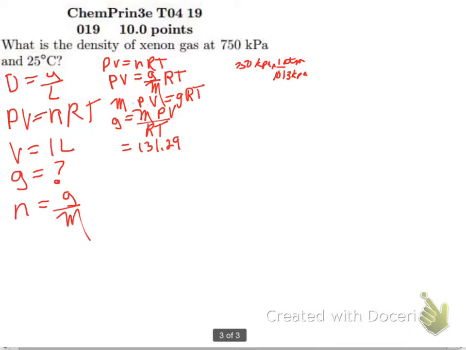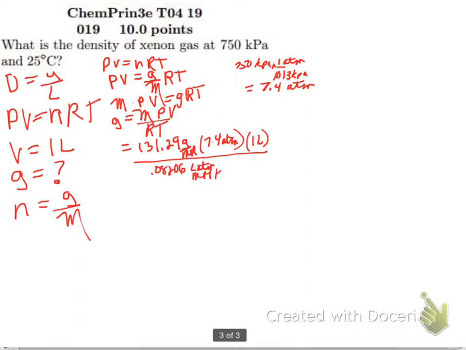I convert my kPa to ATM, and I get 7.4 ATM, so I put that in. My volume is 1 liter. I find the right R on my equation sheet for the units that I'm using, and it's 0.08206. I convert my temperature to Kelvin, it's 298. When I plug and chug and cancel all my units, I end up at 39.7 grams, and of course I'm putting this over 1 liter, so it's 39.7 grams per liter. Hope that helped.